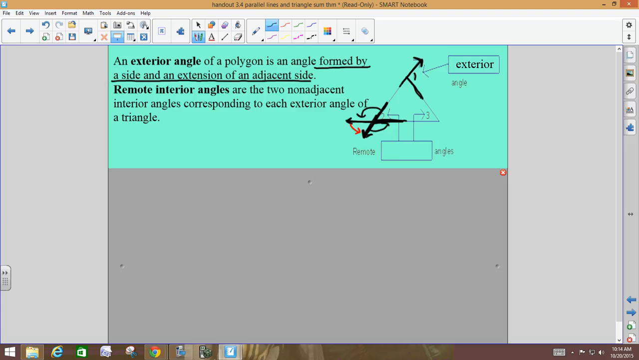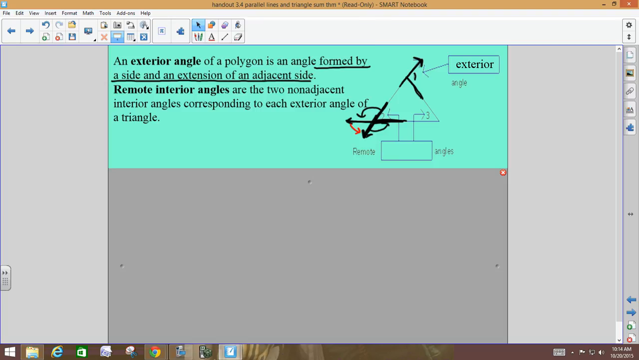This angle between the extensions, would you consider that an exterior angle? Well, it's outside of the triangle, yes? Yes, but what are the 2 rays that form it? Is it a side and an extension, or is it 2 extensions? 2 extensions, so we would not call this an exterior angle of the triangle. It has to have one side and one extension, but this would not be because there are 2 extensions. Okay?